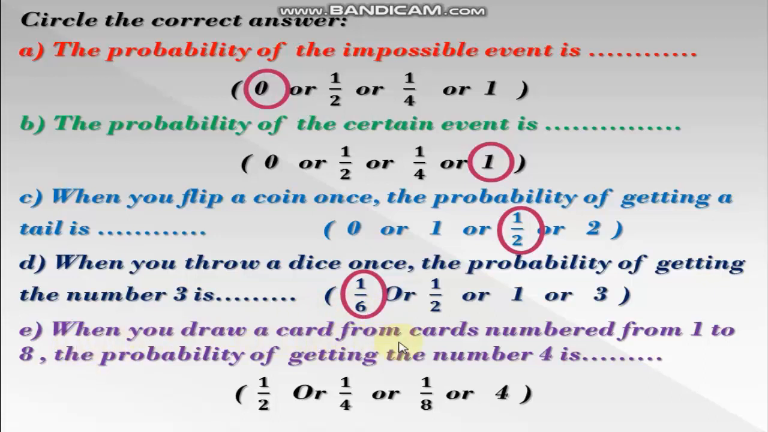When you draw a card from cards numbered from 1 to 8, the probability of getting the number 4. From 1 to 8, we have 1, 2, 3, 4, 5, 6, 7 and 8. And we have only number 4. So it's 1 over, the total number here is 8. So it's 1 over 8.